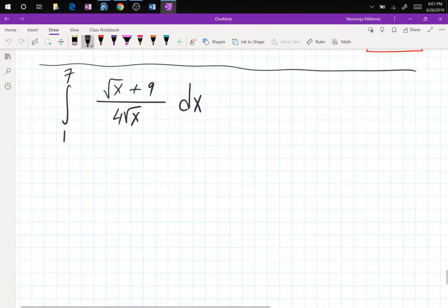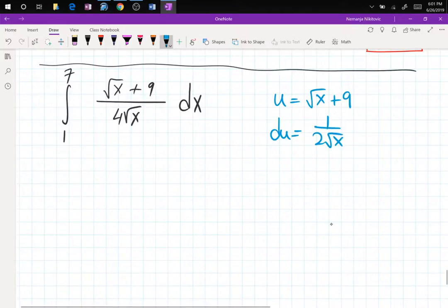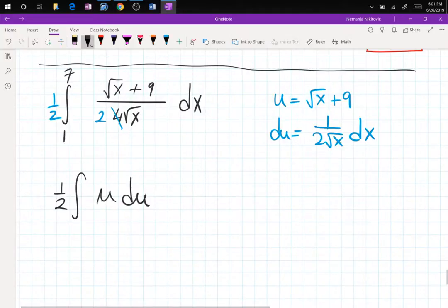So what's u? Root x plus 9, yes. And du is 1 over 2 root x dx. So now what I'm going to do is break this 4 into a 2 and a 1/2 in front. That's the elegant way to do it. So now we have 1/2 integral, and this is just u du.